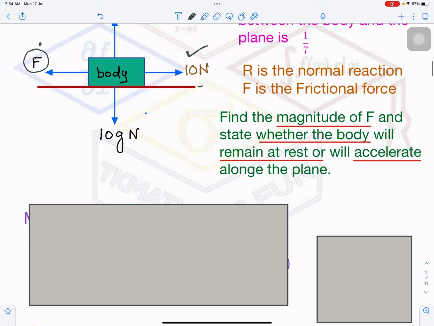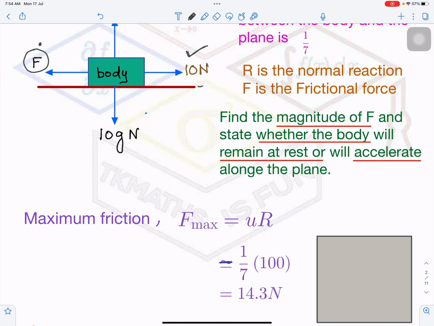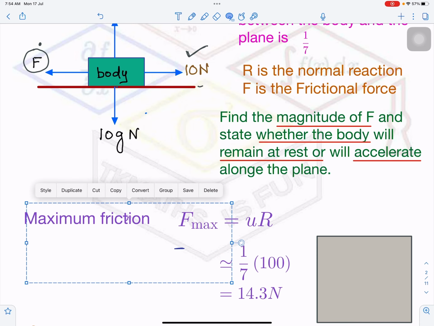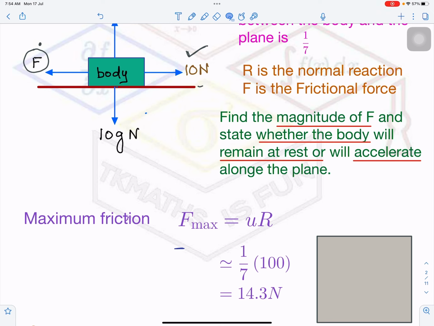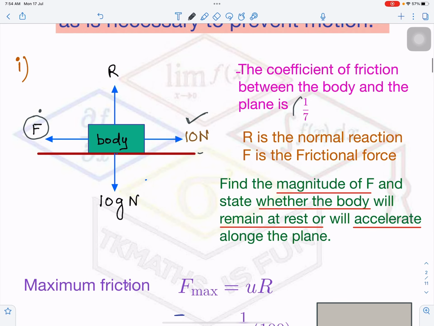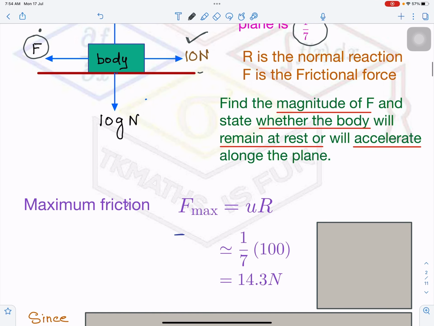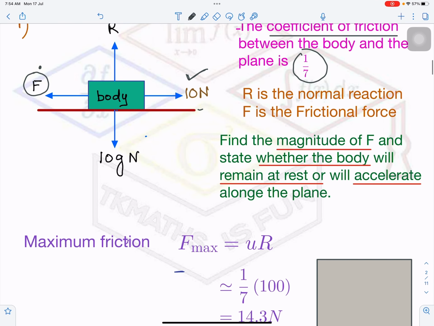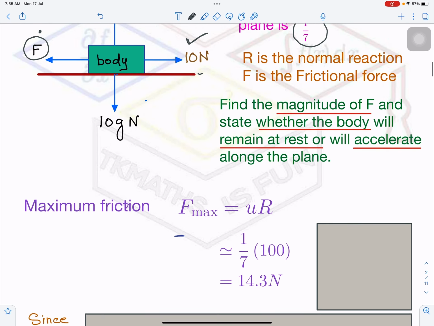For that you need to know the formula. So the maximum frictional force is F equals mu R, right? And mu is given to you in the question. The coefficient of friction, which is represented by mu, is 1/7, which is given to you. And R is the normal reaction between the body and the plane, right? The force exerted by the plane on the body, which is basically Newton's third law of motion, right? So R you have to calculate.